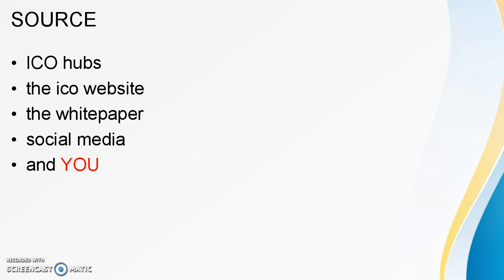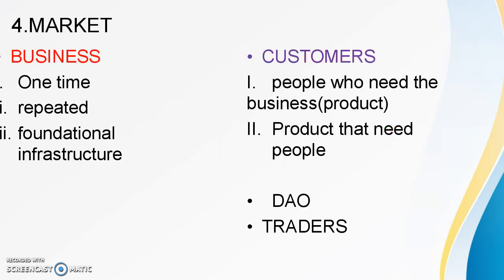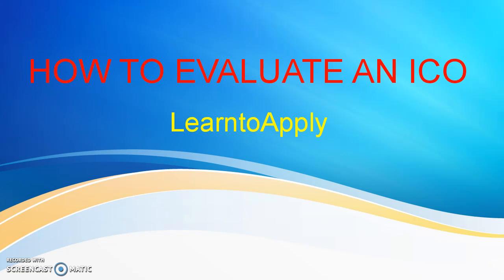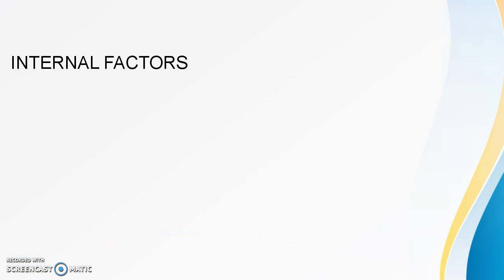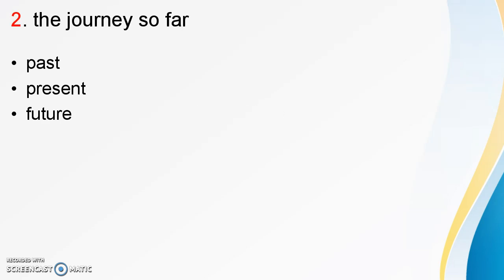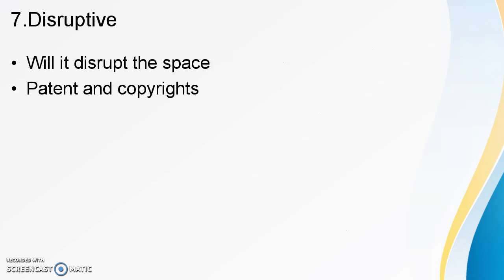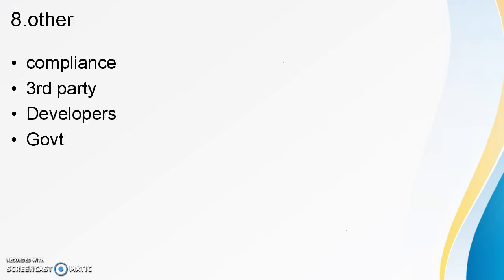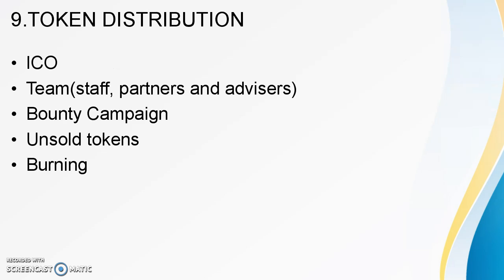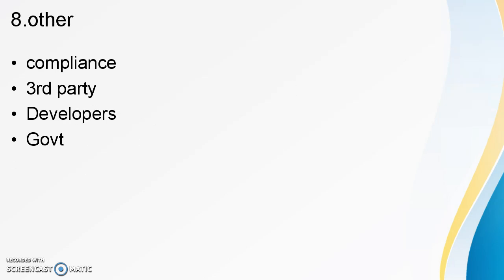So we have been seeing some of the stuff. This is the first video in the series. I told you how we're talking about how to evaluate an ICO. Talk about the team, the journey so far, the value, the market, the timing, exchanges, disruptiveness, orders, and the miscellaneous. Talk about the third party and compliance and government regulations on developers and the rest of them.